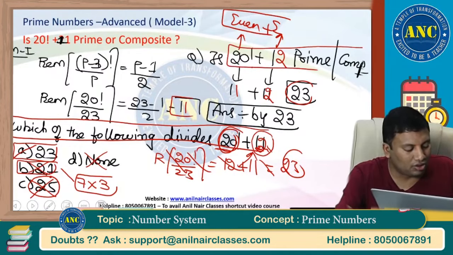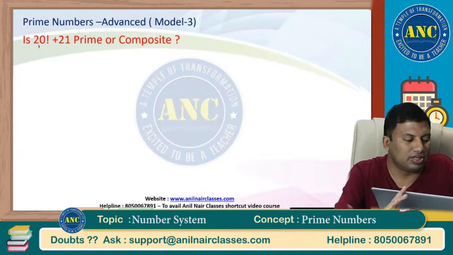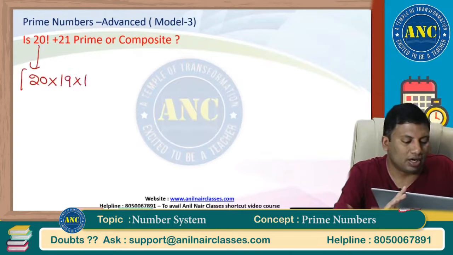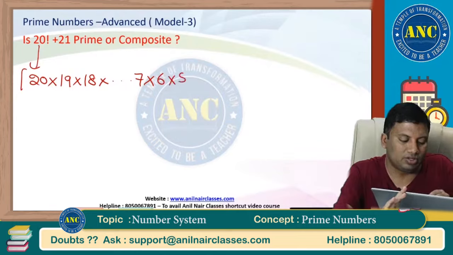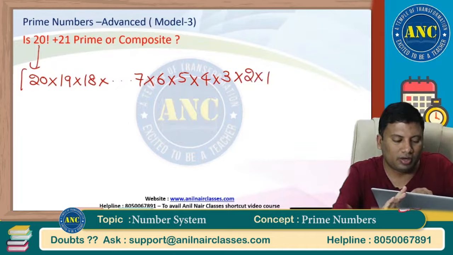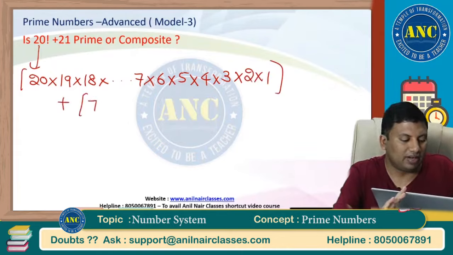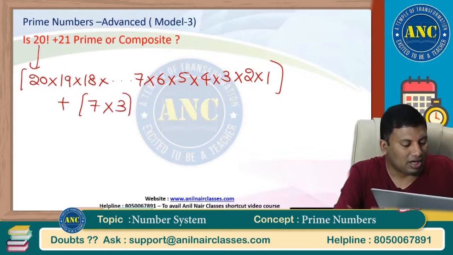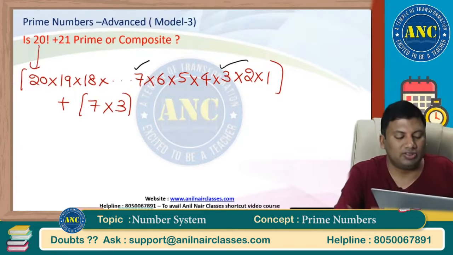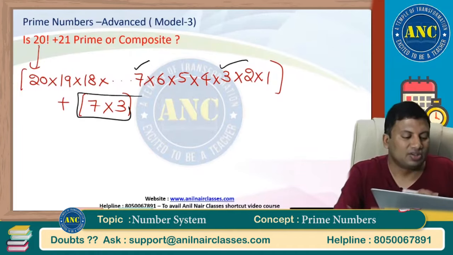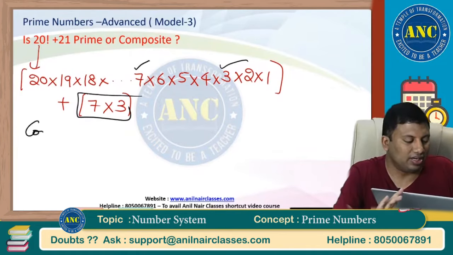In case you want to use Wilson's theorem, you can use it. Otherwise, 20 factorial is 20 into 19 into 18 and so on up to 7 into 6 into 5 into 4 into 3 into 2 into 1, plus 21, which is 7 into 3. Now in 20 factorial, 7 is already present, 3 is already present. The answer 21 also has 7 and 3. So it is composite.